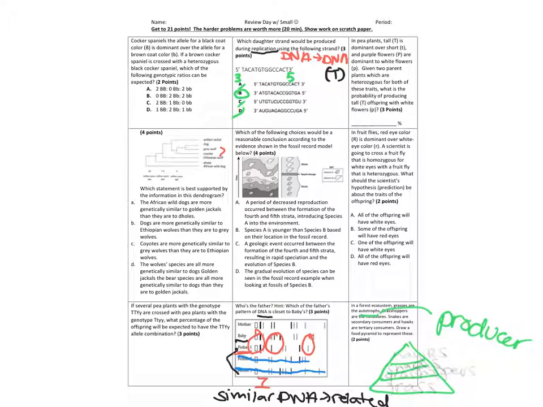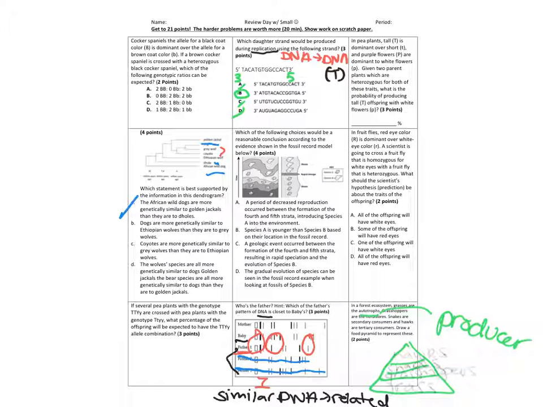The African wild dogs are more genetically similar to the golden jackals. Okay, let me underline those in blue. The African wild dogs are more similar to the golden jackals than they are to dholes. Well, we know that's not true. The African wild dog is way closer to the dhole, so that's not true.